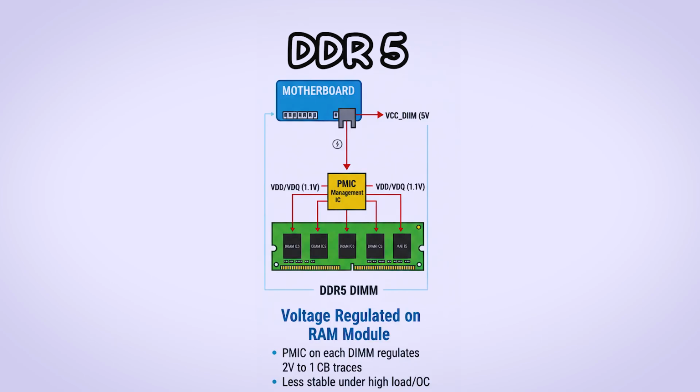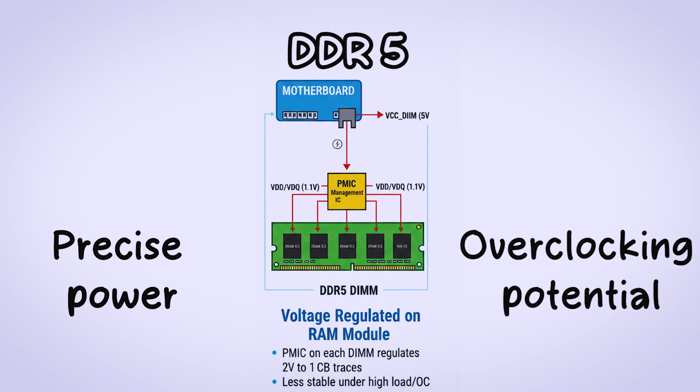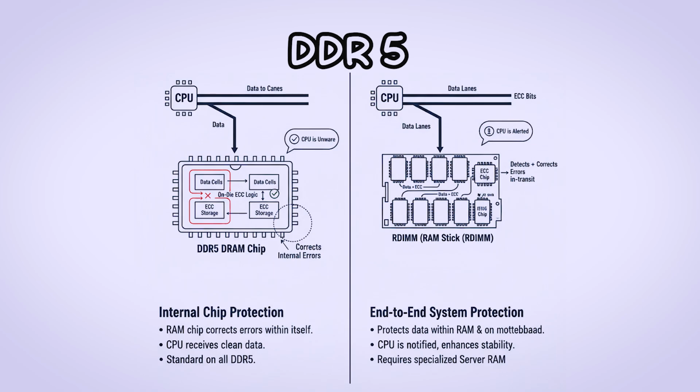DDR5 moved the voltage regulation from the motherboard directly onto the RAM module itself. This allows for more precise power delivery and better overclocking potential. Each DDR5 module also operates as two independent 32-bit channels instead of one 64-bit channel, which improves efficiency when accessing data. The technology includes on-die error correction, meaning the RAM can detect and fix minor errors without involving the CPU. This feature was previously only found in expensive server memory.